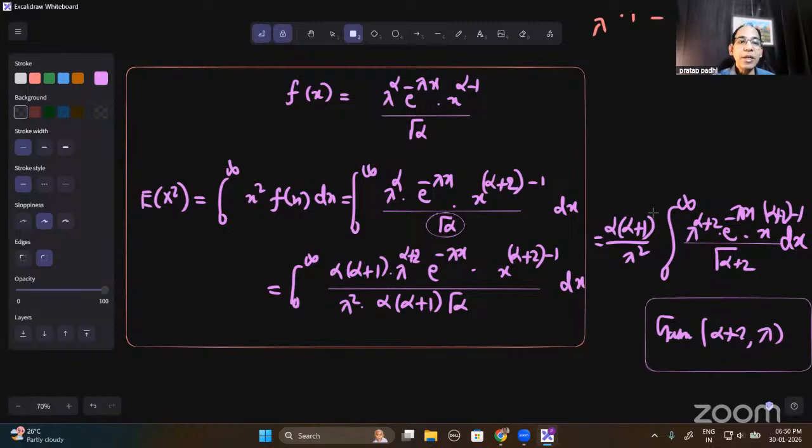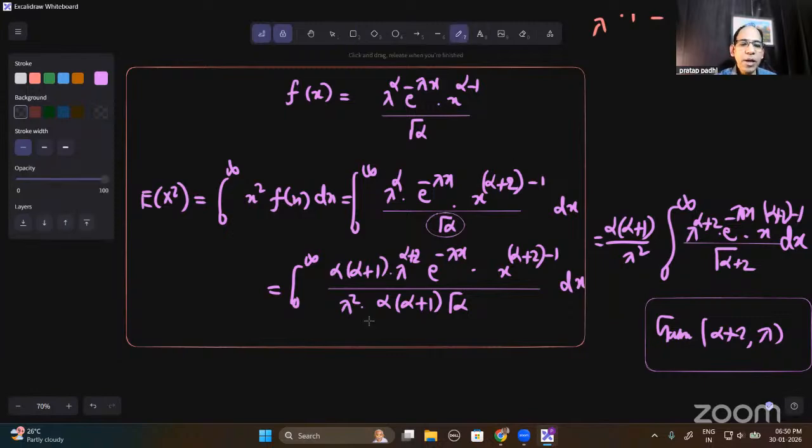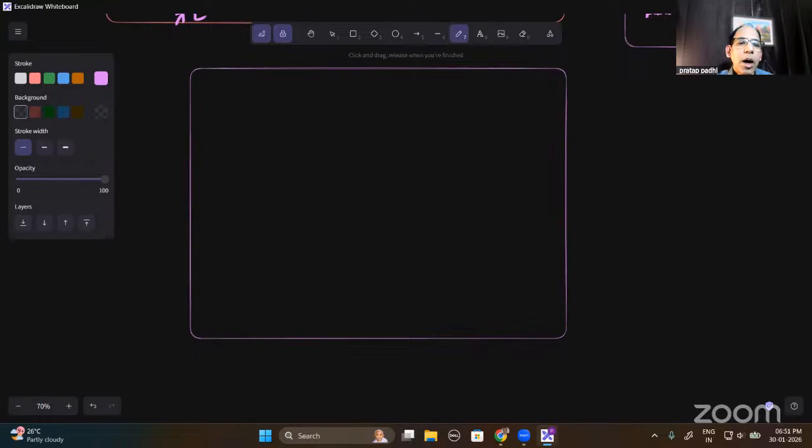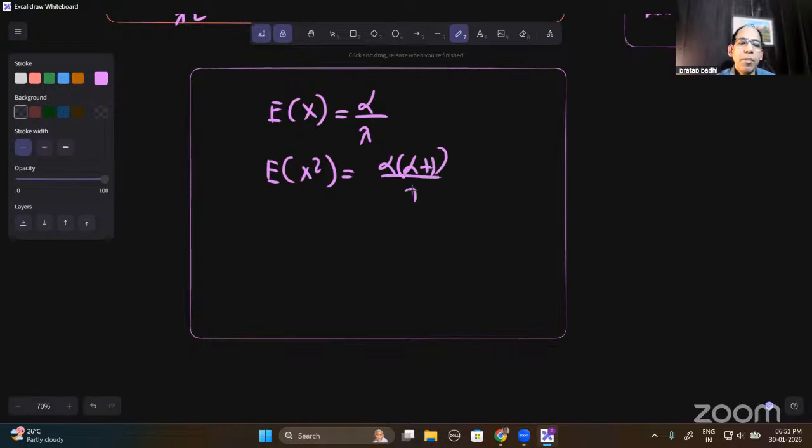Because this is the density function, if you integrate, the total probability must be equal to 1. So this is 1 anyway. So my final answer is alpha(alpha+1) divided by lambda square. I got E(X) = alpha divided by lambda. I got E(X square) = alpha(alpha+1) divided by lambda square.